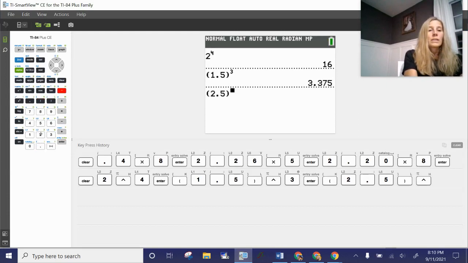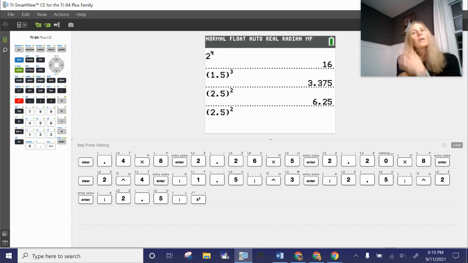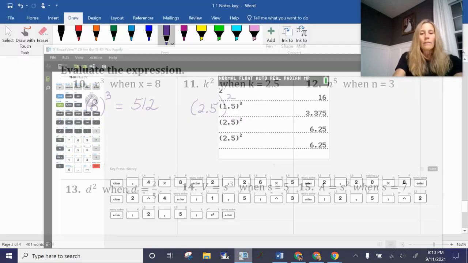Now I can raise it to the 2nd using that little caret key and a 2, or most calculators have a squared button since it's so frequently used. Mine is over here on the left. It says x squared, and that's another shortcut. So I don't have to hit the caret and the number. I can just hit the x squared. And most calculators will have a shortcut for that as well. And again, it's 6.25.